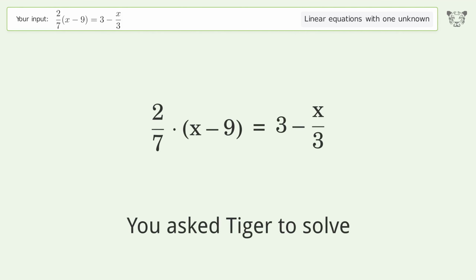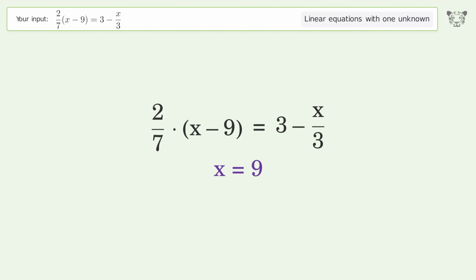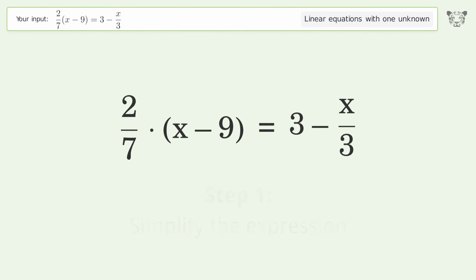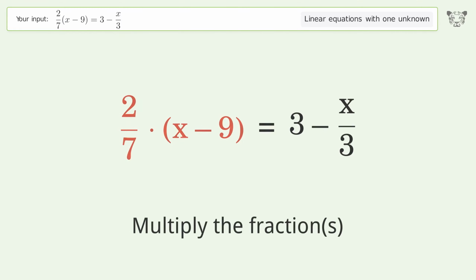You ask Tiger to solve. This deals with linear equations with one unknown. The final result is x equals 9. Let's solve it step by step. Simplify the expression. Multiply the fractions.